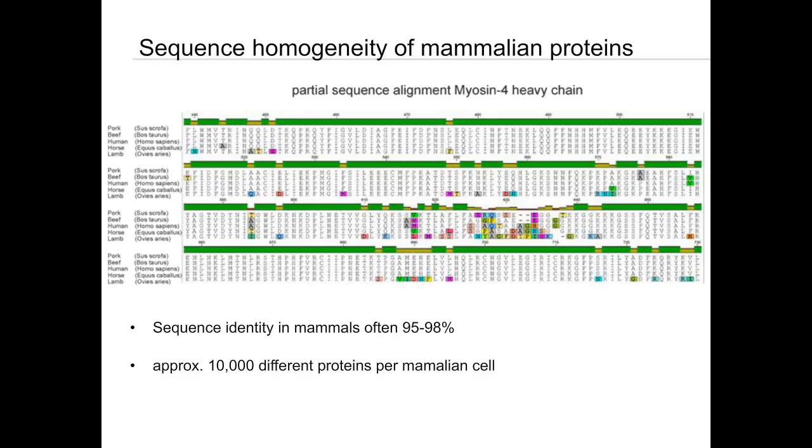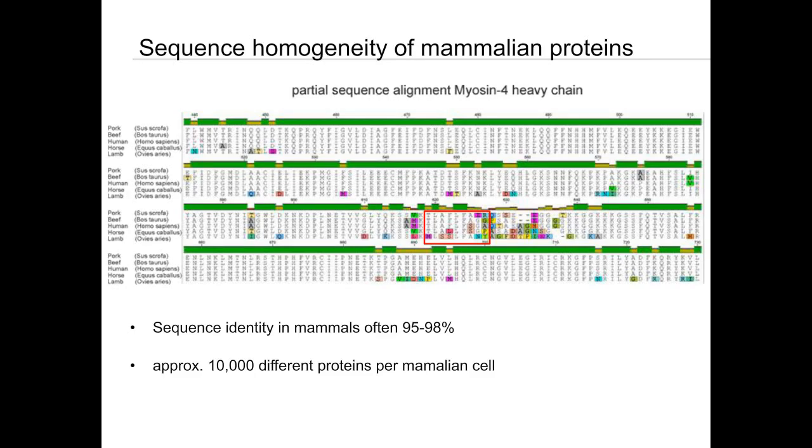So the sequence identity of proteins is often around 95 to 98% in mammals, and this means that the identification of species-specific sequence polymorphism is a pretty rare event. In this given example, in the complete stretch of this 1,700 amino acids long protein, you will only find one tryptic peptide which is suitable, here given in this red frame.